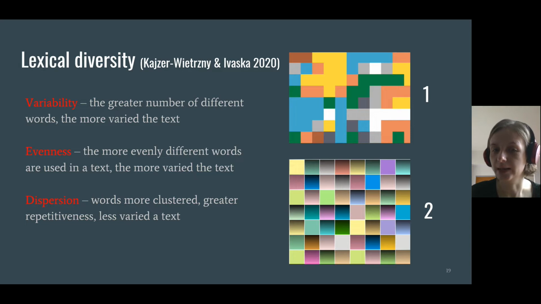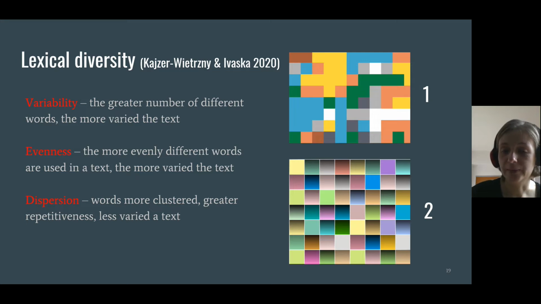Now, what's lexical diversity? It's the way that you use language, well, the lexical part of it, so the content words, and how diverse it is. If you look at the two squares, you can see that square number 1 is not as diverse as square number 2. Square number 1 has clusters and it doesn't have as many colors. And so it is less variable.